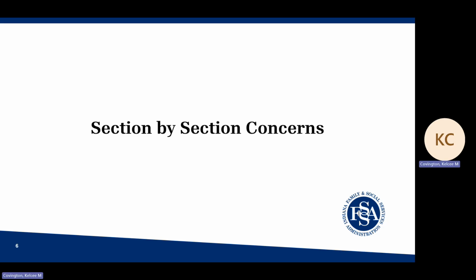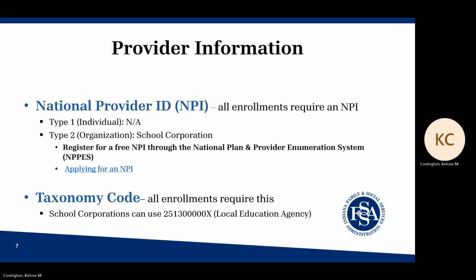Next, we are going to discuss specific sections of the application that could cause concern for newly enrolled providers. Providers are required to provide the MPI associated with their school corporation. School corporations are going to want to make sure that the MPI that they are disclosing is a Type 2 organization MPI. If you currently do not have an MPI, the link shown will take you to an application that will allow you to apply for an MPI. The taxonomy code that should be used for this enrollment is listed as Local Education Agency.